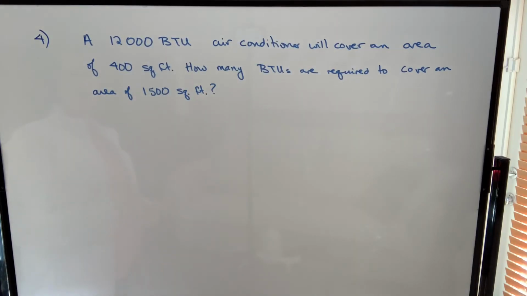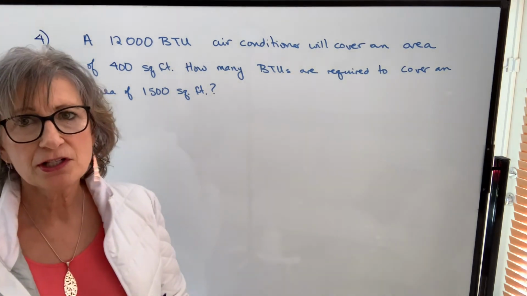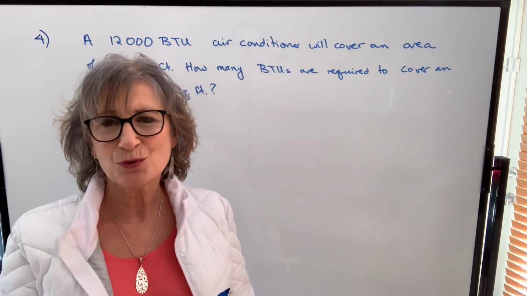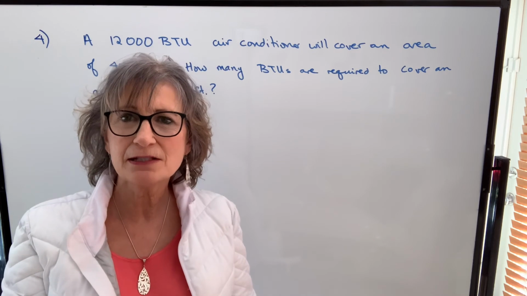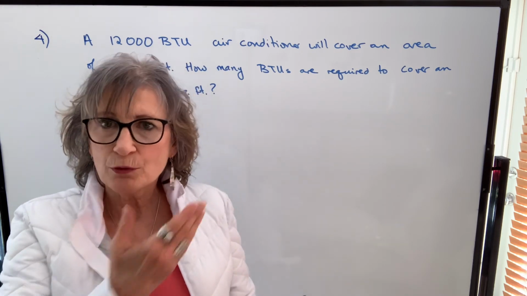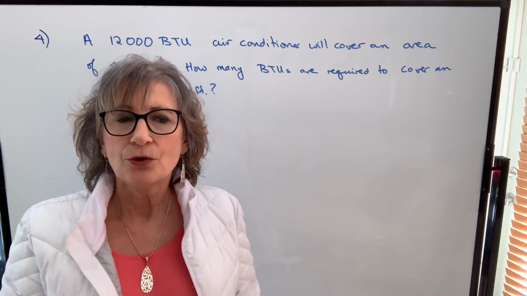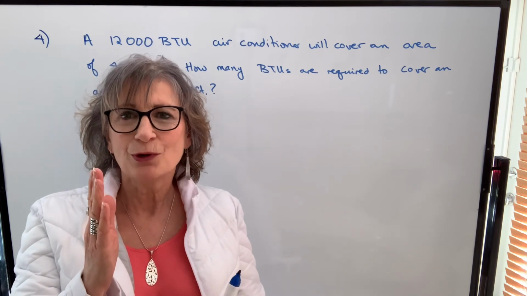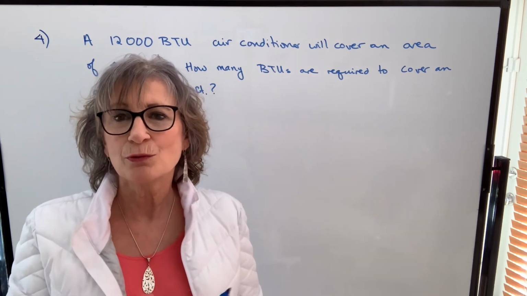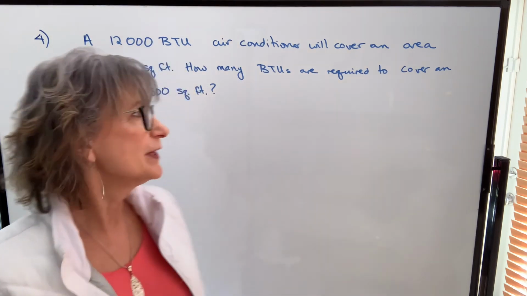This question says a 12,000 BTU air conditioner will cover an area of 400 square feet. How many BTUs are required to cover an area of 1,500 square feet? So air conditioners can be measured in BTUs per hour, or can be measured in tons. We're going to just work with the unit that's given, and we know that a larger room is going to require more BTUs, so we know it's a direct proportion. So we can set it up.